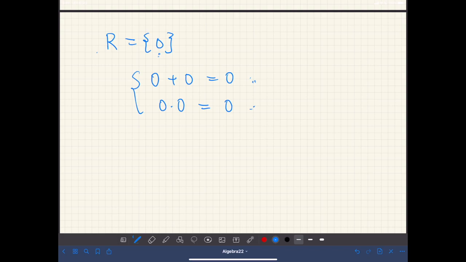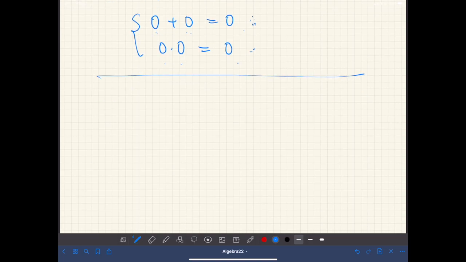Actually, we can consider this as a subset of the integers. We just regard this 0 as the usual number 0. In that case, this is true for integers: 0 plus 0 is 0, and 0 times 0 is 0, just like in integers. So you may check the subring criterion for this and see that this is indeed a ring.